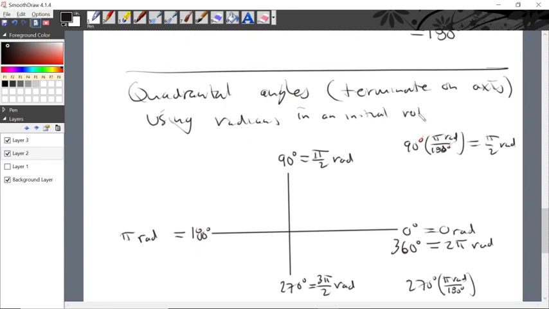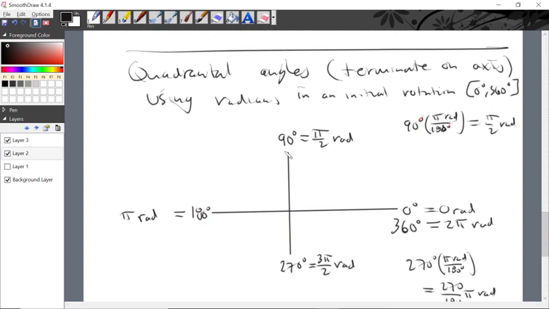In an initial rotation from 0 degrees to 360 degrees, okay, because we can certainly extend this beyond that. We can go through a full rotation and then some. Right? We would be at 450 degrees. We can go through a full rotation and another half of a rotation, for example, and be at 540 degrees. And all of those degree measures can be converted to radians.